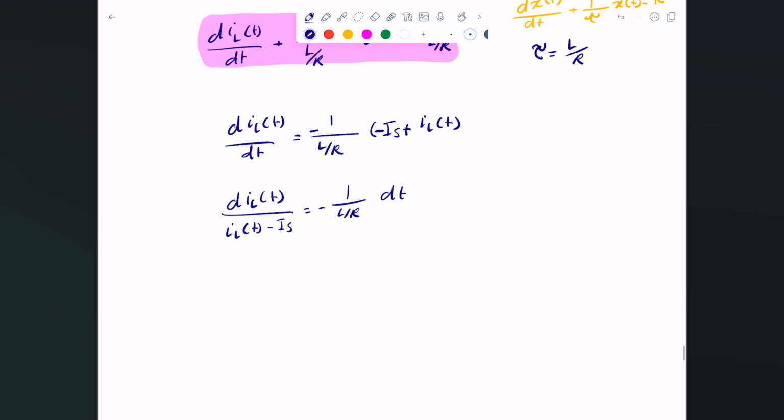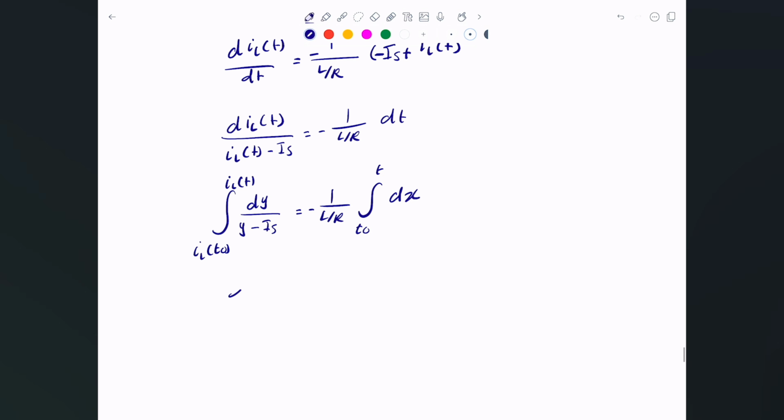We take the integral of both sides, so we have dy divided by y minus I of S, from IL of t0 all the way to IL of t, equals negative 1 divided by L over R times the integral from t0 to t of dx. That integral ends up with the natural logarithm of IL of t minus I of S, divided by IL of t0 minus I of S, equals negative 1 divided by L over R times t minus t0.